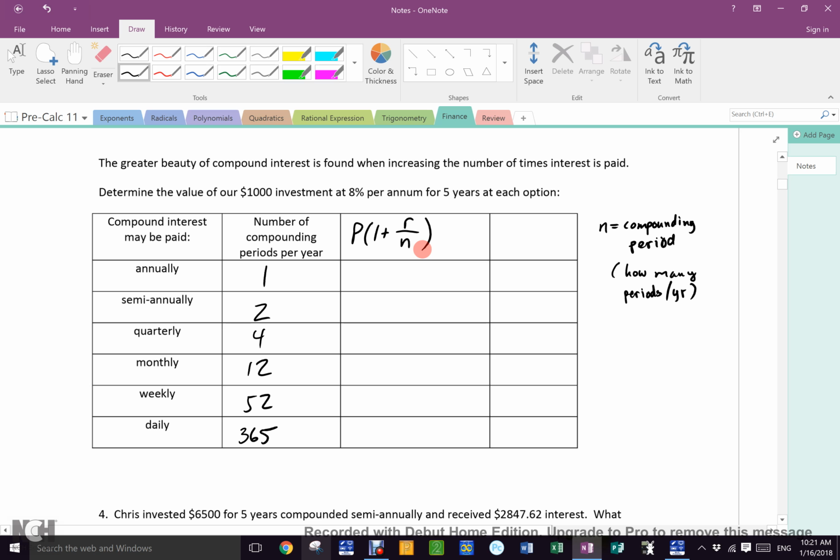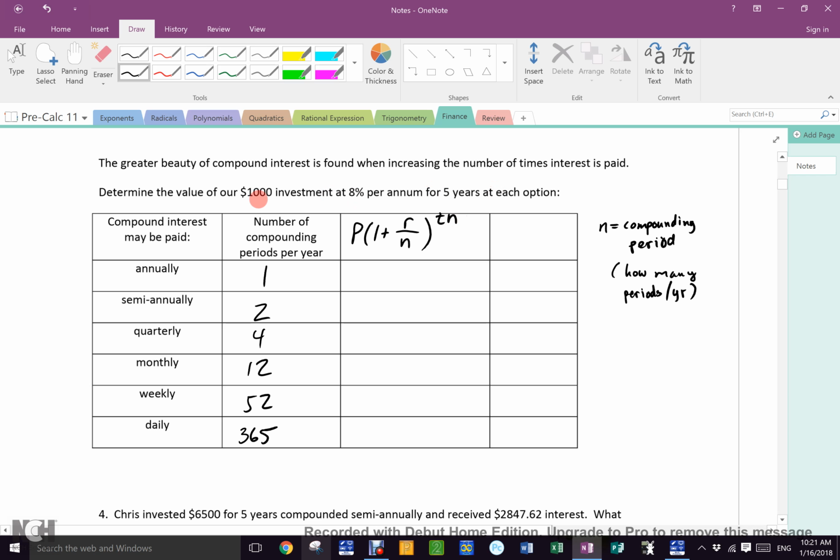And in the last one we did, we always multiplied it by time, right? Because you got paid once a year, yeah? But if it's semi-annually, how many times am I getting paid? Twice a year. So it's 1 year, but I'm getting paid twice in that year, aren't I? So what has to go up here? The N. Everybody with me?